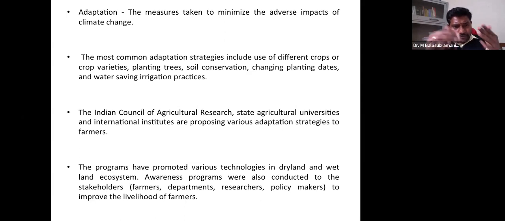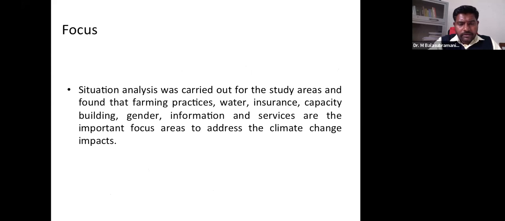So what are these water irrigation practices? Maybe three more water saving practices are there. Before that, the situation analysis of baseline data, I said, now what was covered and what they got, I have mentioned here. The situation analysis was carried out for the study areas and found gaps in farming practices, water insurance, capacity building, gender, information services, and the earlier said areas.